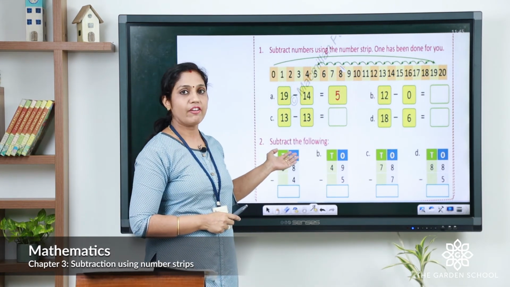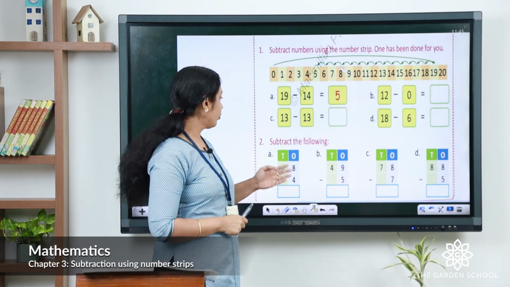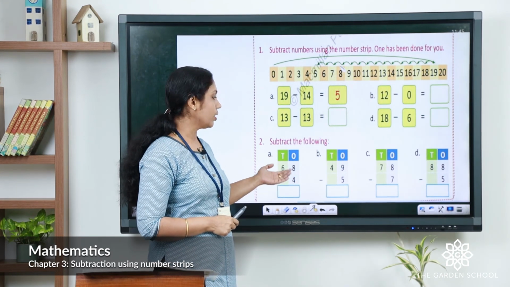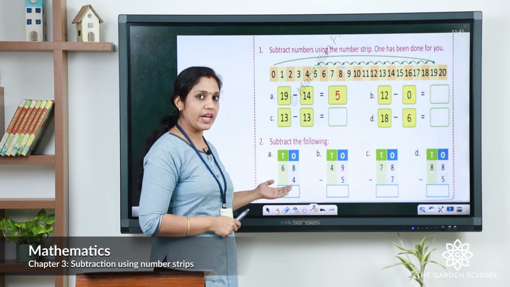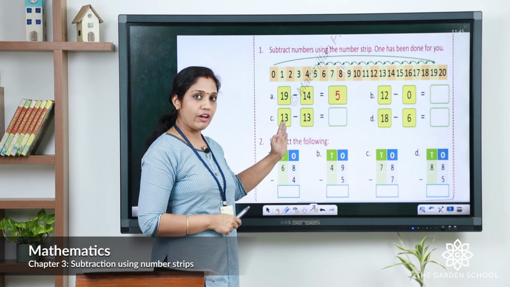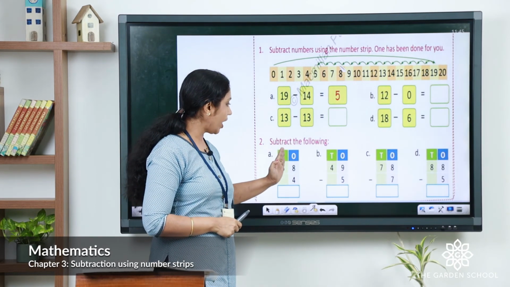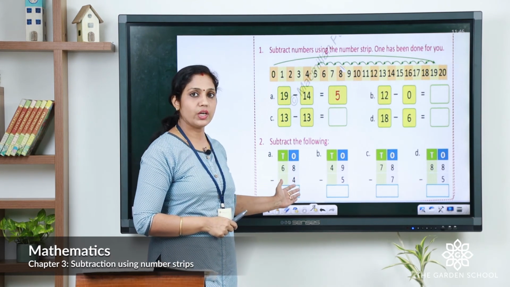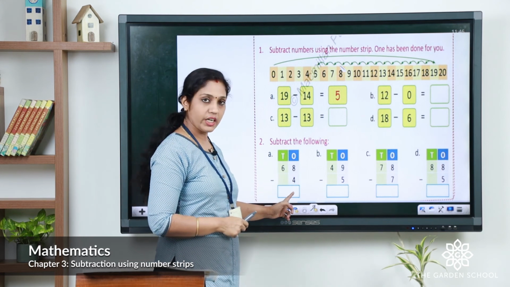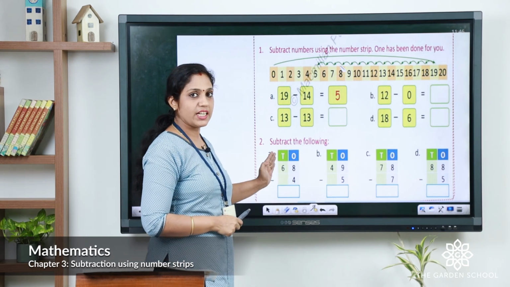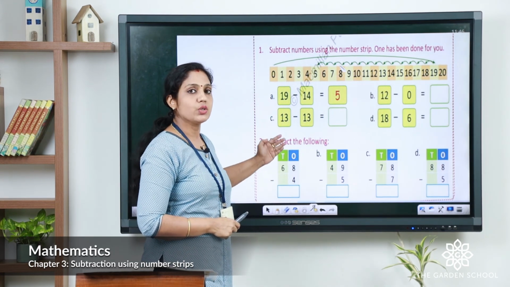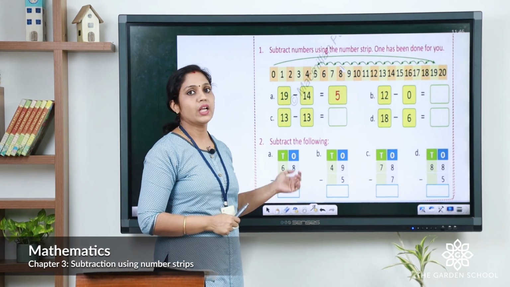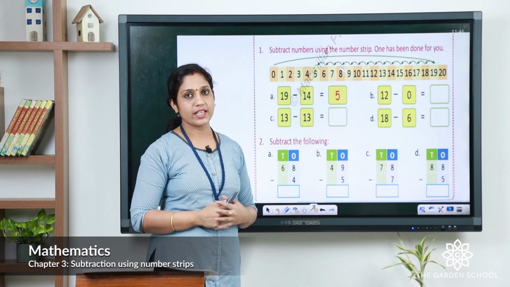Second one, we have to subtract the following. The first question, we have a 2-digit number and a 1-digit number. So we have 68 minus 4. First, we have to check the ones place. We have 8 and 4 in the ones place. 8 minus 4 is equal to 4. So you can write it down here in the ones place. Moving on to the tens place, we have only 6 there. So that 6 you can write it down and the answer becomes 64. Likewise, you can do the rest of the exercises.